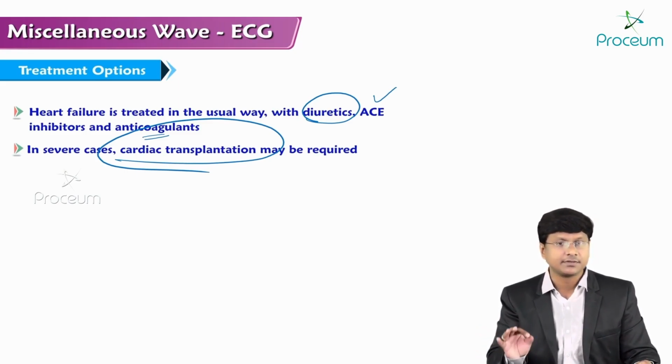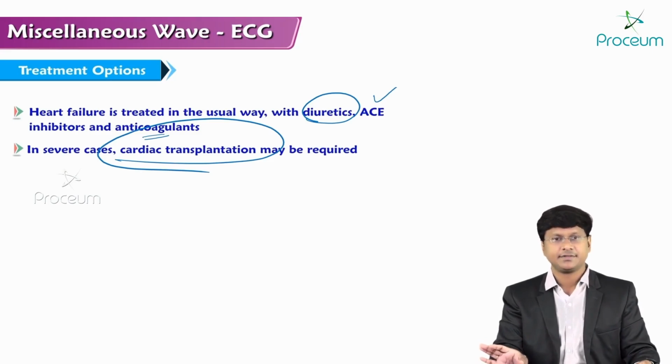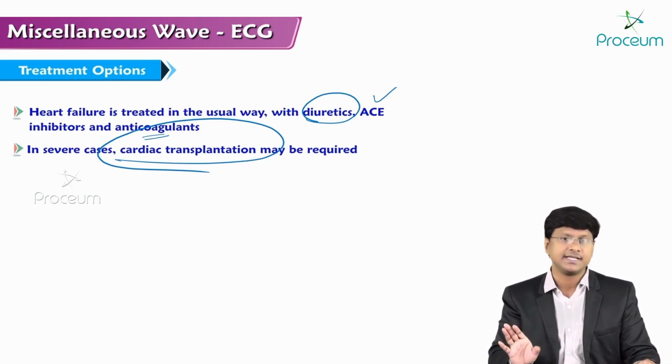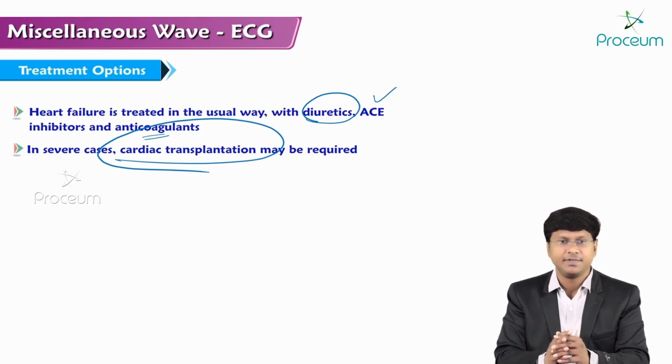And in patients with persistent symptomatic arrhythmias, radiofrequency ablation of the conduction pathways may be attempted. Right? And if the individual develops heart failure, you need to treat the heart failure in the usual way. That is, we give diuretics, ACE inhibitors, as well as anticoagulants. And in severe cases, cardiac transplantation may be required.